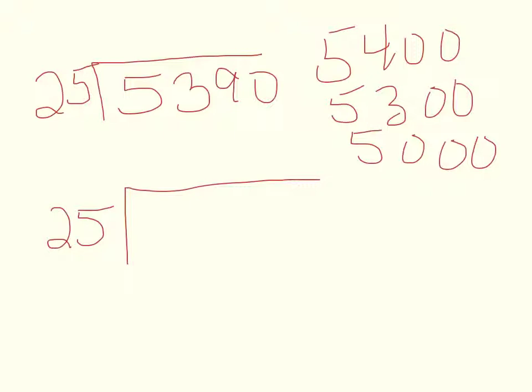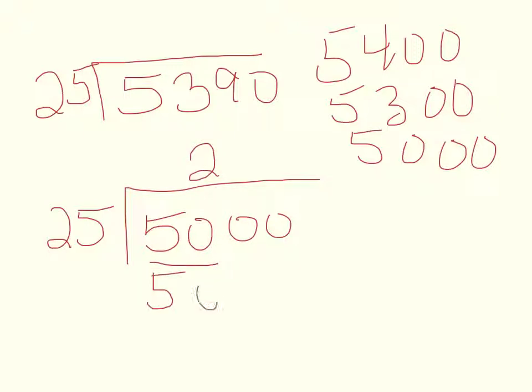Alright, hopefully Victor said 5,000 was the easier number to divide, because if we divide 25 into 5,000, what can we multiply by 25 to get 5,000? So how many times does 25 go into 5? It doesn't. How many times does 25 go into 50? It goes into 50 2 times. So 2 times 25 is 50.